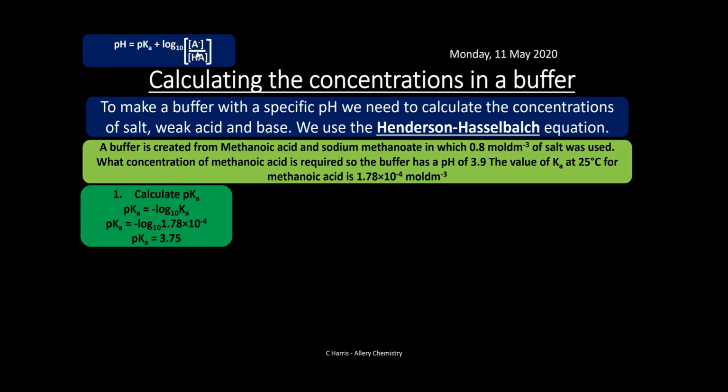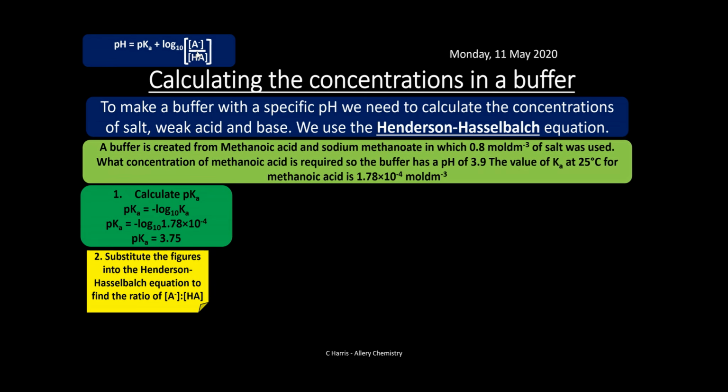So first of all, what we need to do is work out the pKa bit. That's why I put that bit on the slide first. So pKa is the minus log of Ka. So pKa is minus log of 1.78 times 10 to the minus 4. That gives us a pK value of 3.75. Again, that's to be expected. It's a weak acid, so that's fine. Okay. So then what we need to do is substitute the figures, because we've got the pKa bit. Remember the pKa bit is in your Henderson-Hasselbalch equation.